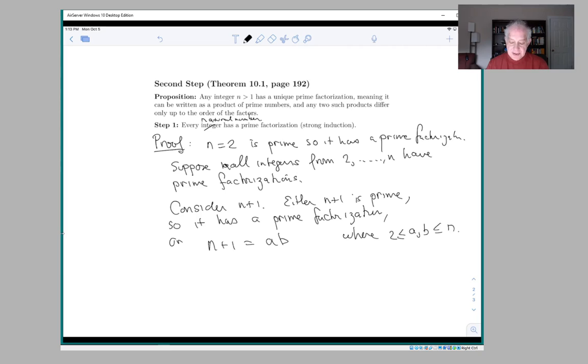In other words, either it's prime, in which case it has a prime factorization, or it can be factored into 2 smaller numbers. And this might remind you of the proof by strong induction involving the trees. What we did is we split the number into 2 smaller numbers. By the strong induction hypothesis, a is a product of primes, and b is a product of primes.